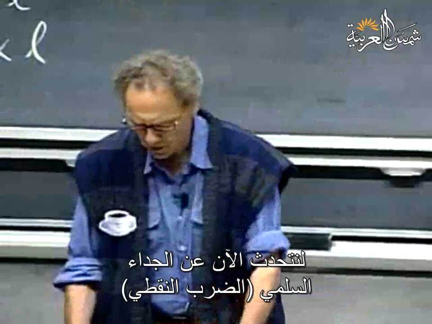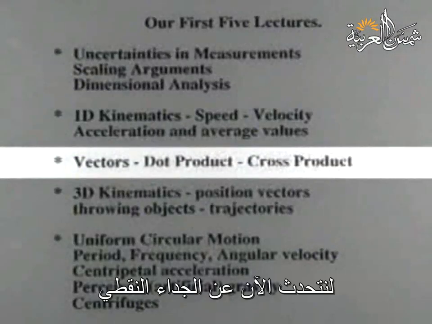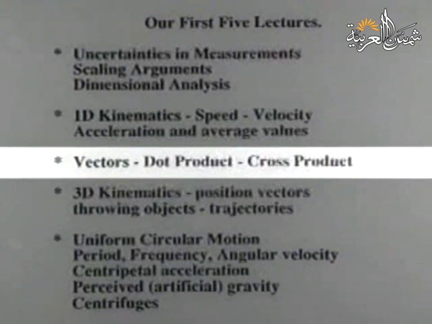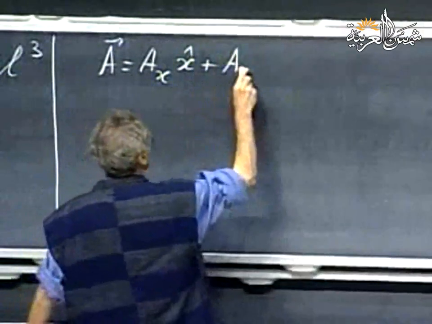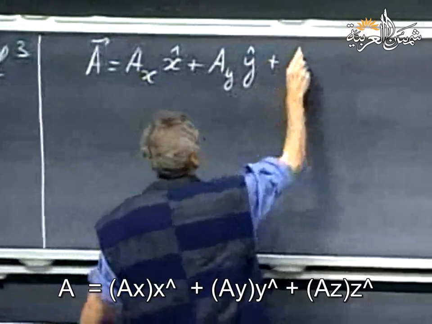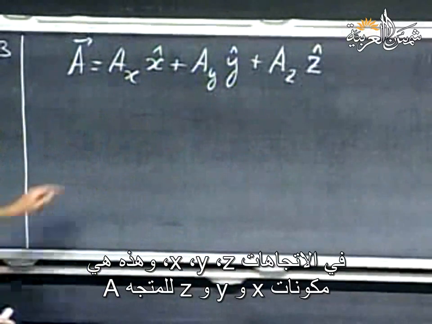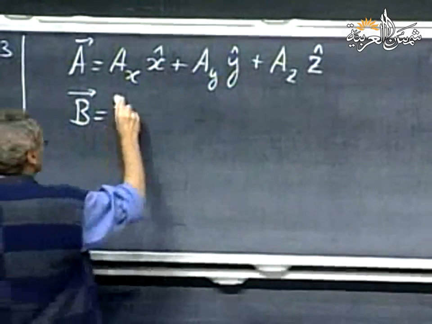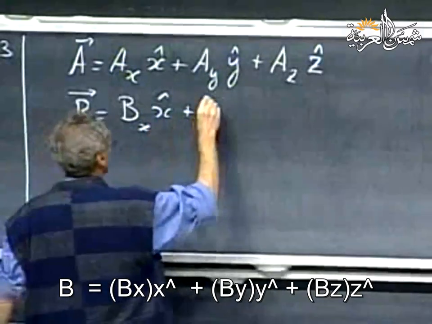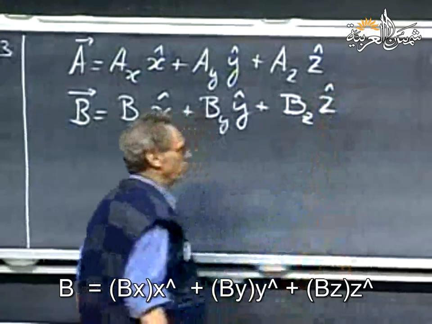And let's now talk about dot products. I scan a little bit in a random way over my topics. So let's now talk about dot products. I have a vector A, AX times X roof, which is the unit vector in the X direction, plus AY, Y roof, plus AZ, Z roof. So these are the 3 unit vectors in the X, Y, and Z direction, and these are the X component, Y, and the Z component of the vector A. I have another vector B, B of X, X roof, B of Y, Y roof, B of Z, Z roof.